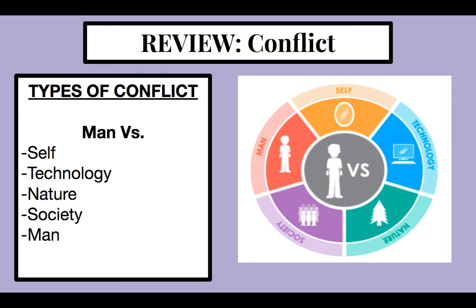Now, here we have conflict. We went over this last week. There are several types of conflict. Remember, there's man versus self, so that's like an internal conflict. Okay. Man versus technology, nature, society, and then of course there's man versus man. So throughout your reading of the text, I want you to think about what is the main type of conflict. Is it the main character against somebody? Is it the main character against society as a whole, against nature, etc.?